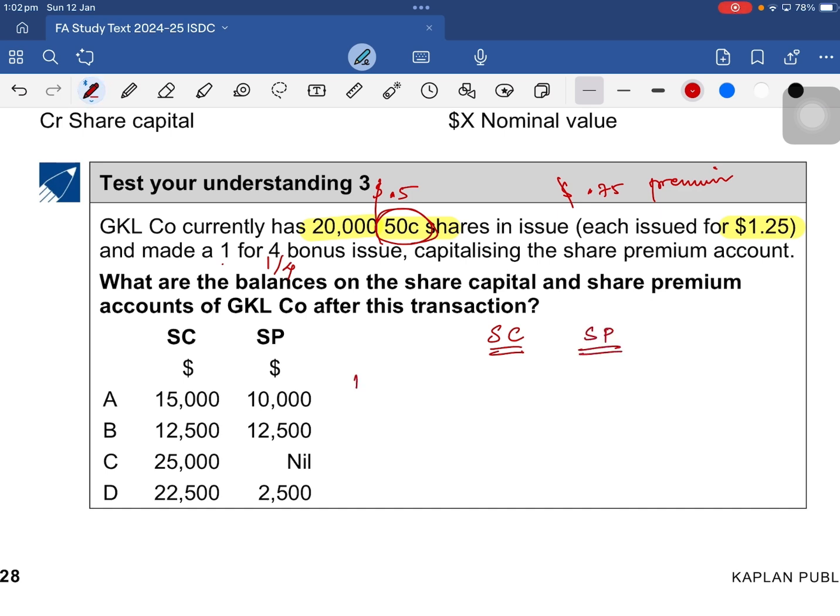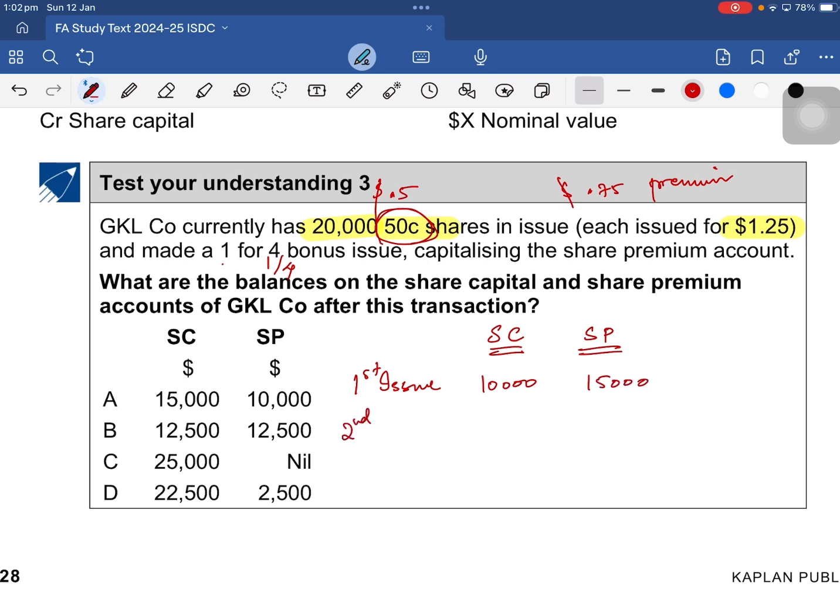Then you're going to make it as a first issue. So in the first issue, what happened? You gave share capital for how many dollars? 20,000 into 0.5, since 50 cents is 0.5. So here it is 10,000. And here it is 20,000 into 0.75, that is 15,000. Clear?